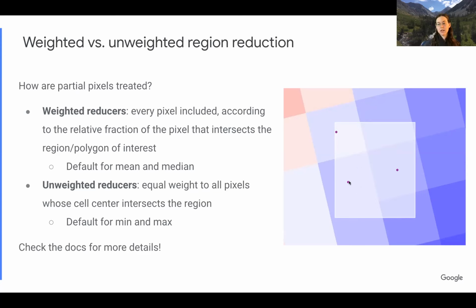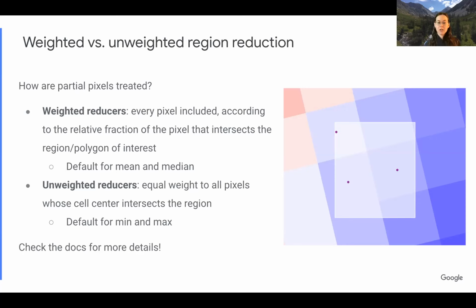An unweighted reducer is the default for min and max. So in this case, if you were taking the maximum for this polygon, you would get whatever value the maximum pixel is, probably this one here, looks the darkest. Or maybe it would be this one, I don't know. I don't remember the scale, the colors. So you would get that value, whatever is the minimum or the maximum for that. Or if you were to make an unweighted mean or median, it would be the mean or median of those 3 pixels only, and they would be weighted the same.